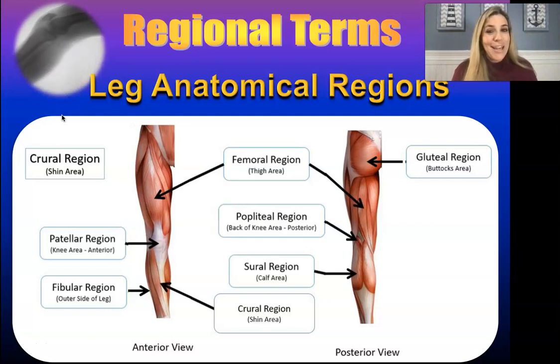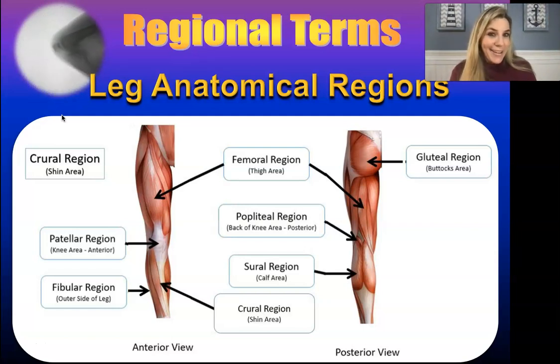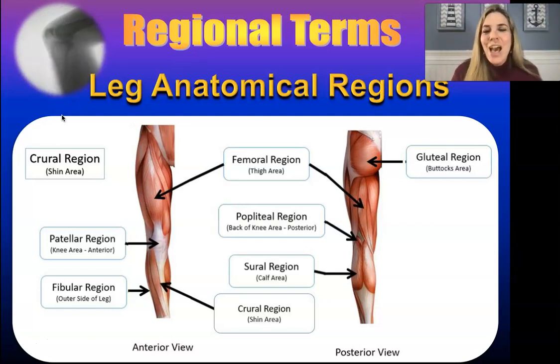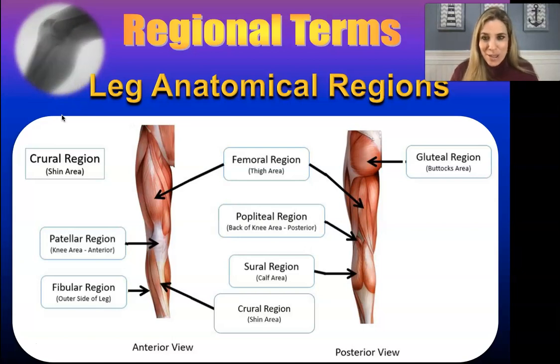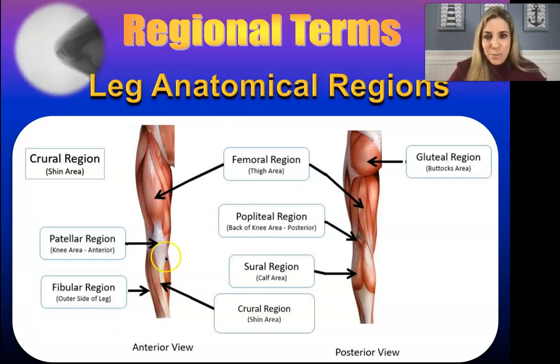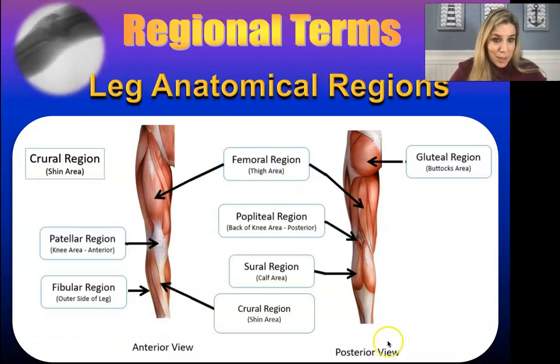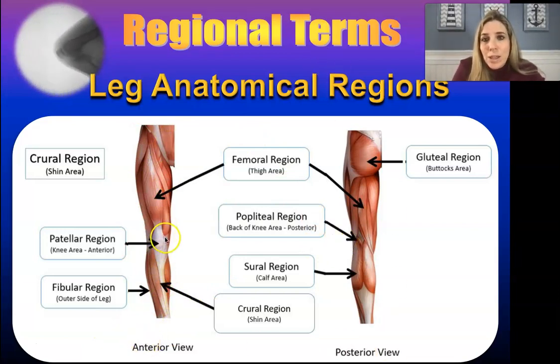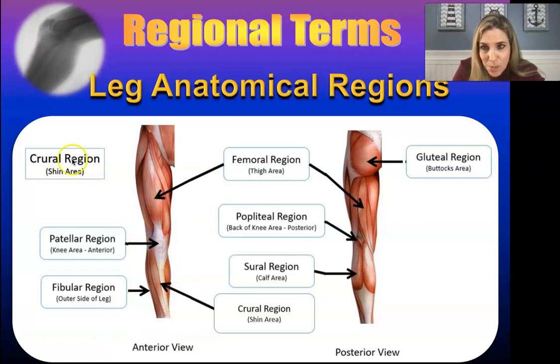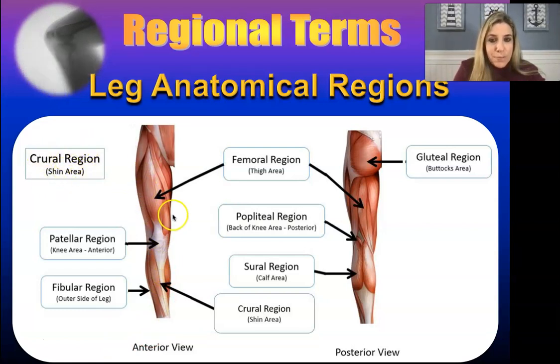Okay, well, let's keep going down. We are now in the leg area, the leg anatomical regions. And so let's look at these legs. So we have an anterior perspective of a leg and a posterior perspective. So the shin area is going to be called the crural region.